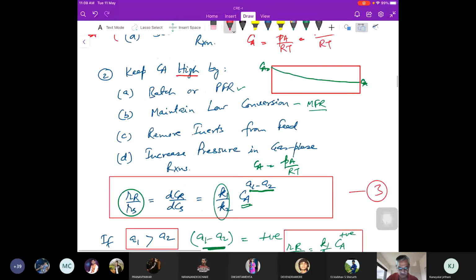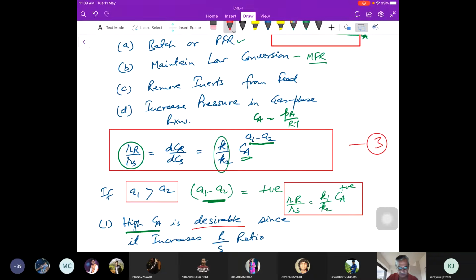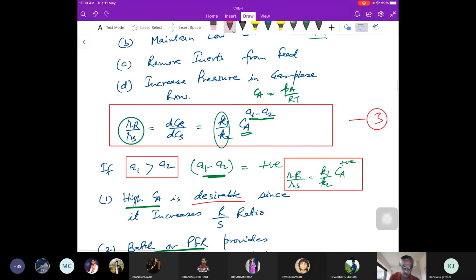Okay. There are no questions. Let's proceed. When to keep concentration low and when to keep it high. So if you look at this equation 3, now it depends on the values of A1 and A2, the order of reaction for the first reaction and the second reaction.